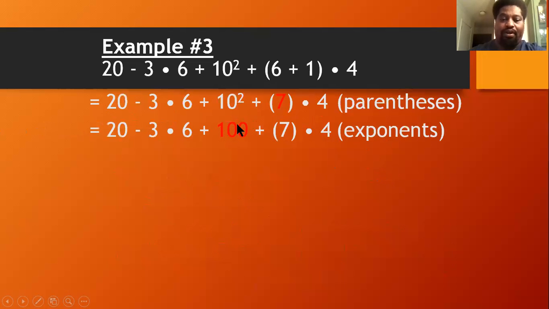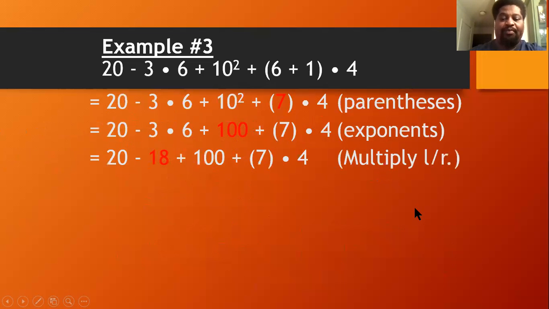10 squared, there you go, 100. 20 minus 3 times 6 plus 100 plus parentheses 7 times 4. Okay, so the next thing we're going to multiply from left to right. That's why we got 3 times 6, which is 18. Negative 3 times 6, which is a negative 18. That's why you got 20 minus 18 plus 100 plus 7 times 4.